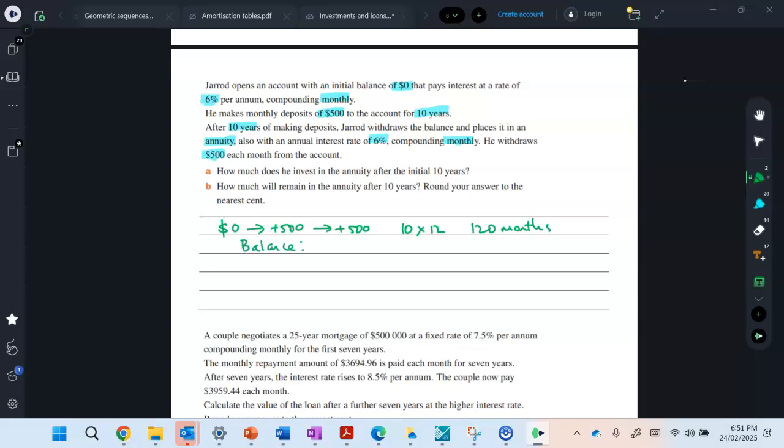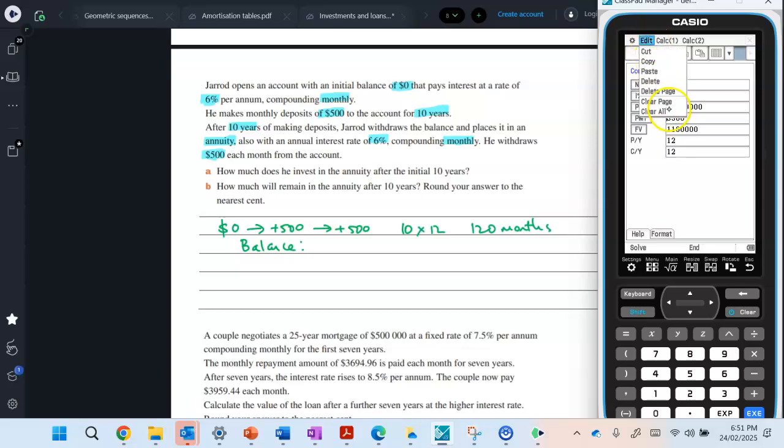All right, we'll do that on the financial solver. So we'll clear what we did before. He's put it in for 120 months. The interest rate was 6%, which is pretty good. Principal value was 0. He had no money. You can't have negative 0, so it's just 0. He does add 500, so you do have to put negative 500 in. And future value is what we're looking for. And then PY and CY is 12 and 12. All right, so he gets that amount.